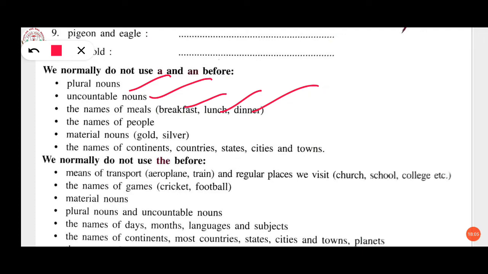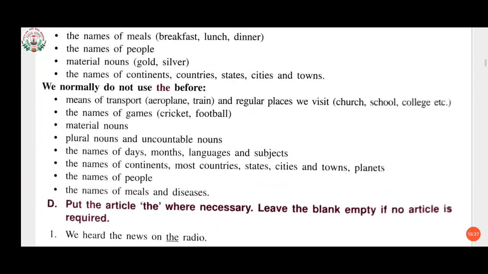Then the names of people, material nouns like gold and silver, and the names of continents, countries, states, cities and towns. But we will learn the exceptional cases where to use a, an or the. So these are the few points you have to remember, where we should not use a and an.